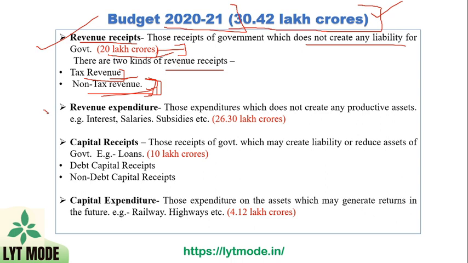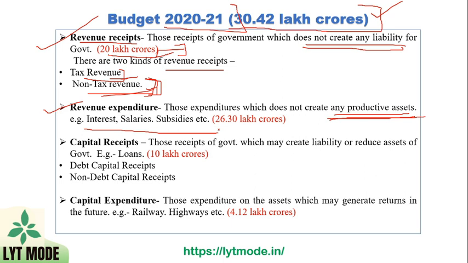Next, we will learn about the revenue expenditure. So revenue expenditures are basically those expenditures which do not create any productive asset. Okay, this does not create any productive asset. So it is very clear to understand that revenue receipts do not create any liability for the government. Revenue expenditure does not create any productive asset for the government. And these revenue expenditures can be interest, salaries, subsidies, etc.